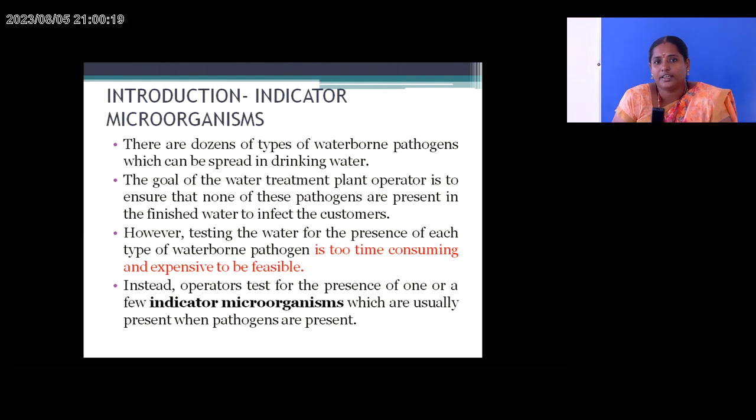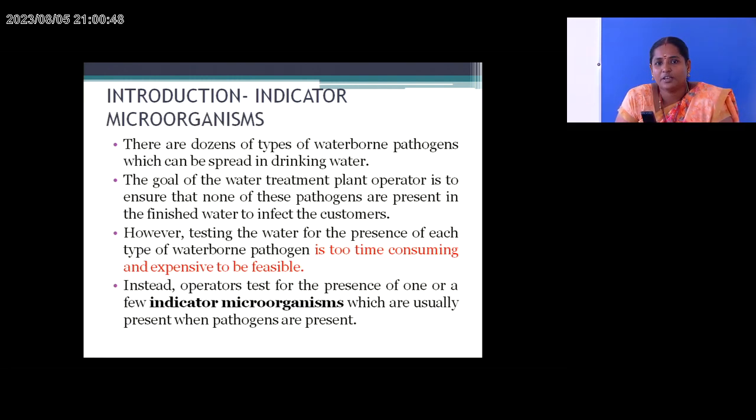Introduction: indicator microorganisms. The indicator microorganisms are E. coli or the coliform group of bacteria present in polluted water. They are zoonotic types of waterborne pathogens which can be spread in drinking water. The goal of the water treatment plant operator is to ensure that none of these pathogens are present in the finished water to infect the consumers.